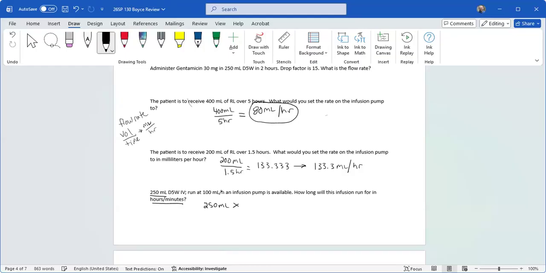So I'm going to create a conversion factor where I get rid of milliliters in exchange for the time. This is really important, so you're not guessing at this. You're going to be dividing by your infusion rate. And then what you get is 2.5 hours, which is the same thing as 2 hours and 30 minutes.